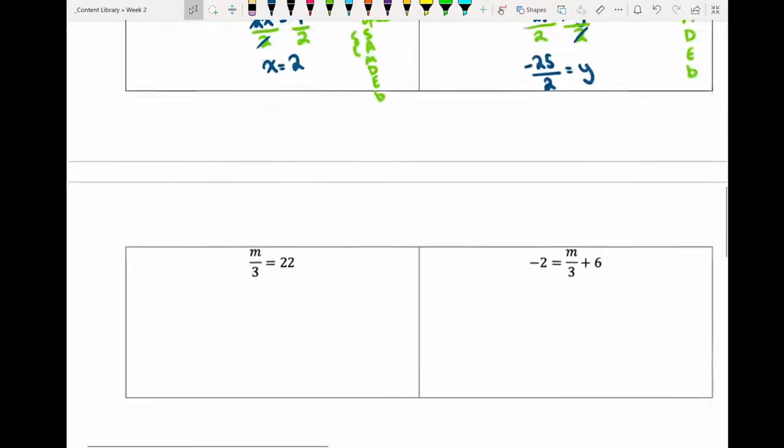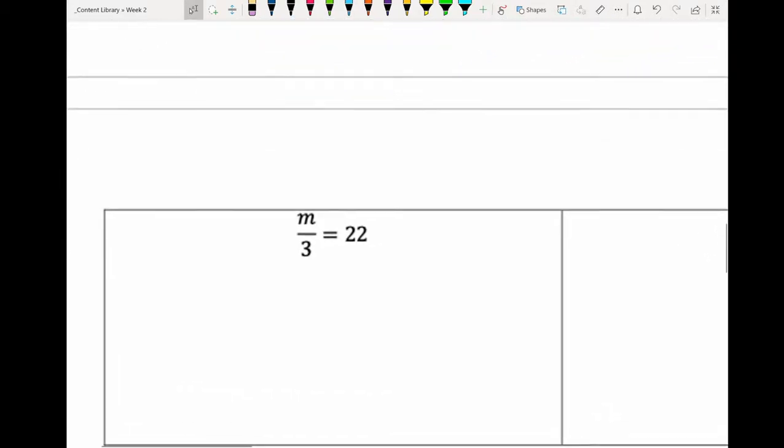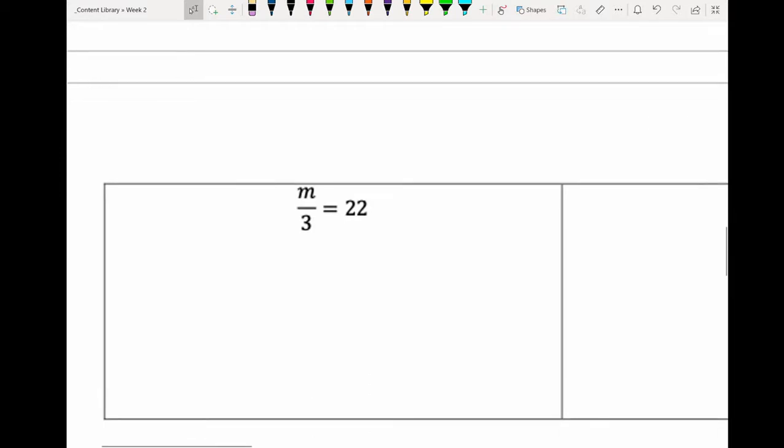Moving on, another example, slightly different, but the idea is still the same. So I have m over 3 equals 22. And when it's a fraction, remember what that line means. It means division, or divide. So if I want to cancel out dividing, the opposite of dividing is multiplying.